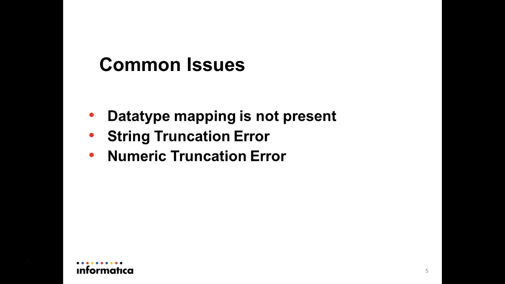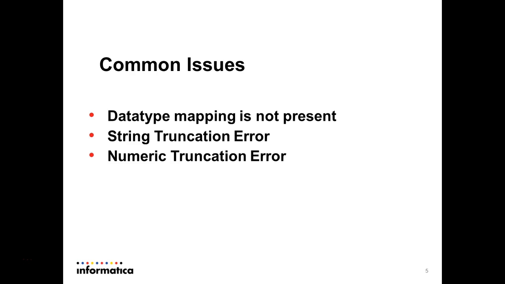Ideally, we come to the creation of a data type mapping or modification of a data type for three issues. The first case is that the data type mapping itself is not present for that particular data type in the ILM data archive. That would be identical to the case of address that I explained earlier. The other two common issues, for which manipulation of an existing data type mapping is required, are the string truncation error and the numeric truncation error.